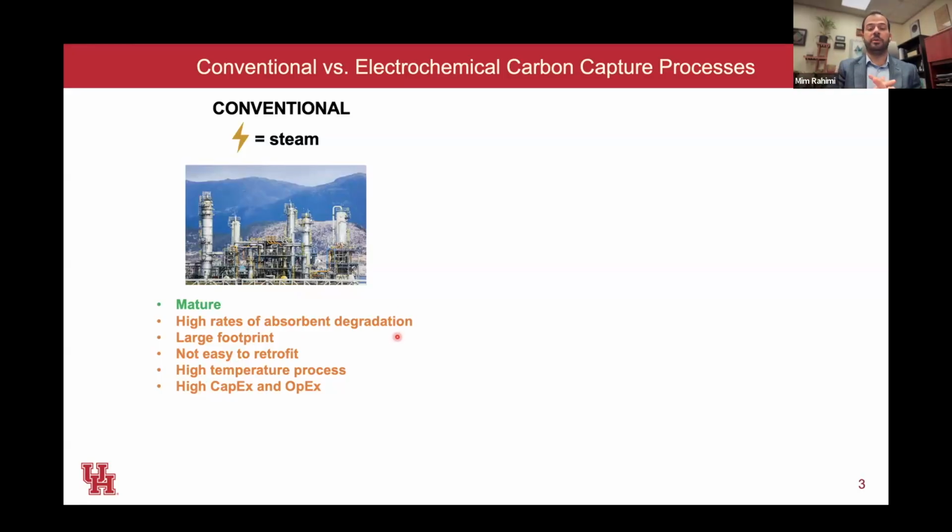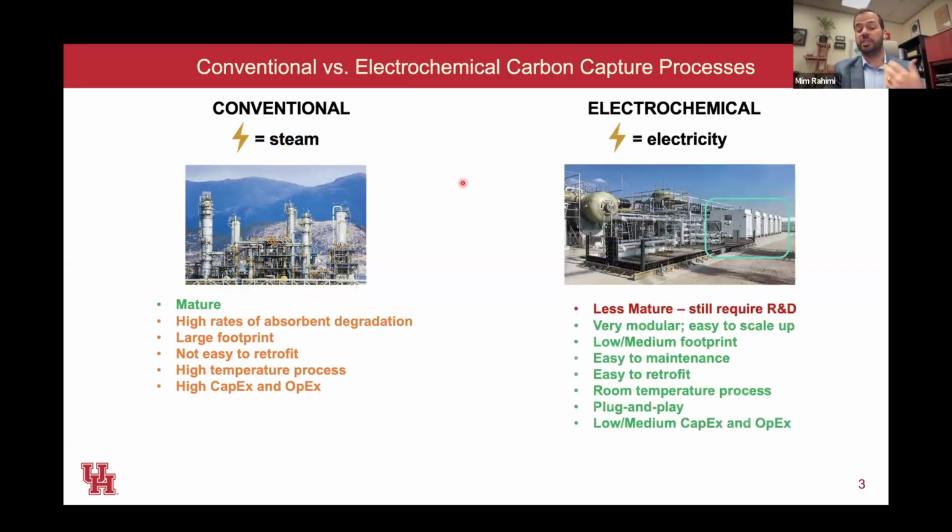What we're trying to do is revisit the source of energy, bringing electricity into the picture. So as opposed to a thermally driven process, we do an electricity-driven process. Here the way we look at the system is very similar to an electrolyzer or fuel cell. These processes are less mature compared to the conventional amine-based technologies, and they still require a lot of R&D, but there are some big hopes.